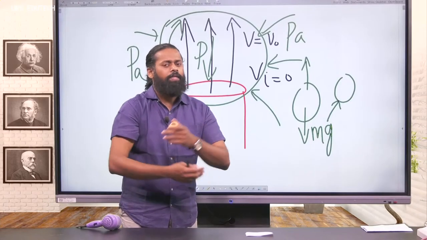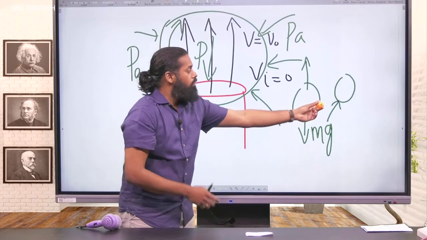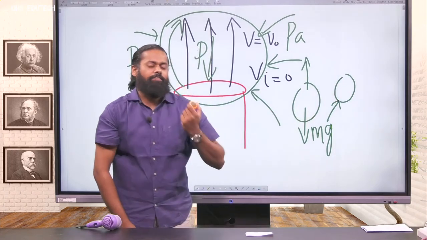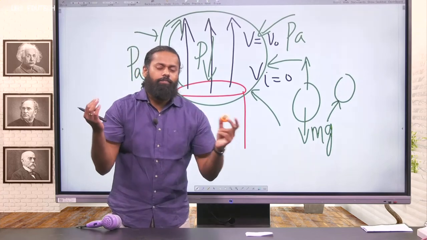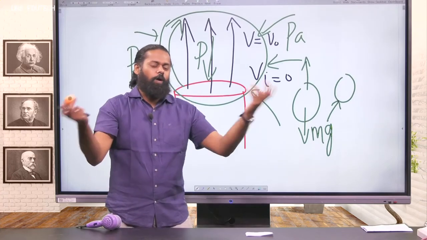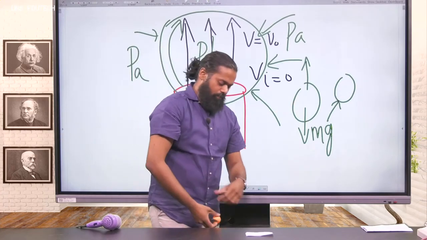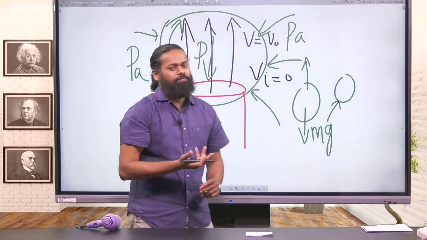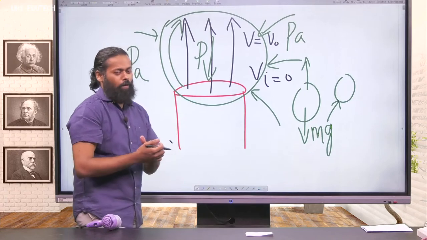This ball is balanced there because of the low pressure created in that jet stream, so that the atmospheric pressure is not allowing the jet to go outside. Okay, fine. I hope all of you understood this. This was a wonderful experiment which demonstrates Bernoulli's principle.